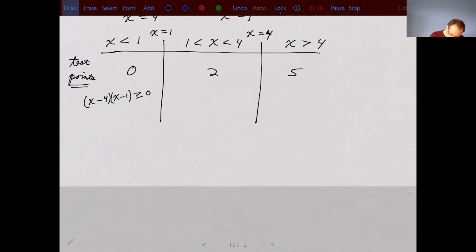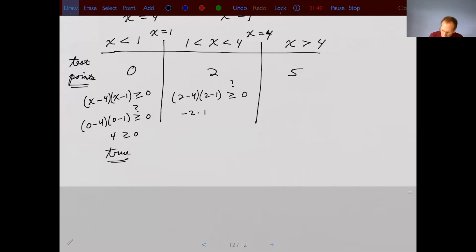All right, so if I plug in 0, I have 0 minus 4 times 0 minus 1, greater than or equal to 0, question mark, because I'm testing it. Well, this is just negative 4 times negative 1, so that's positive 4. Is that greater than or equal to 0? Yep, that's true. So the solution is definitely in that interval. Now let me check 2. So I have 2 minus 4 times 2 minus 1, greater than or equal to 0. Let's see, so this is going to be a negative 2 times 2. Again, you can just look at signs, right? This is going to be negative times a positive. That's negative, and that can't be greater than or equal to 0, so that's definitely false.